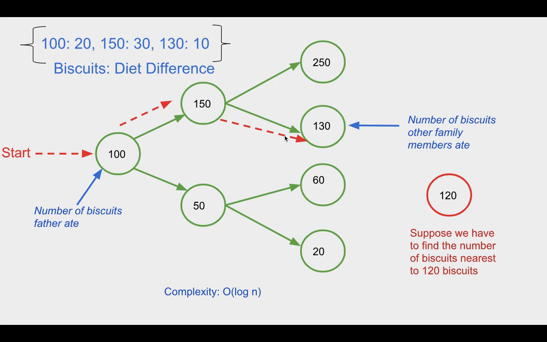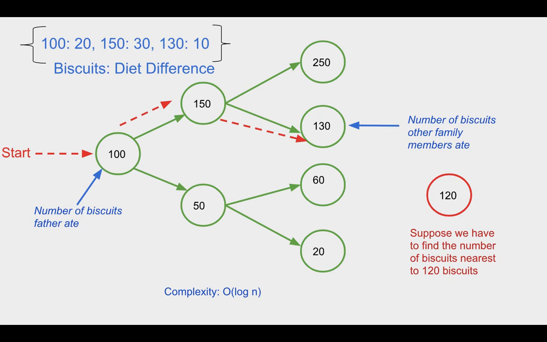Now one thing that I want to tell you is that while searching the tree, what we did is that we moved towards a specific path. You can see here, first we move here, then here, then here. As we were on each node, like we were on the 100, we maintained a list. As you can see here on the top left corner, we maintained a list in which we added key value pairs of biscuits and the diet difference.